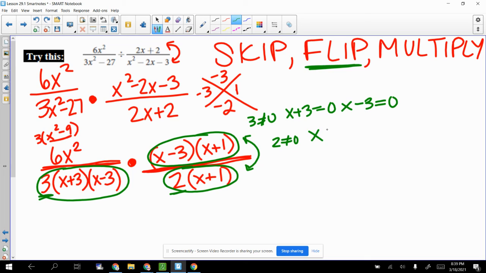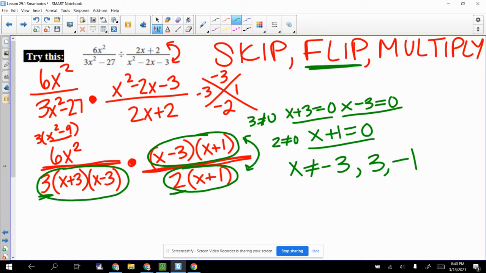Then we also have this 2 equals 0. That doesn't count as anything, okay? Then we have x plus 1 equals 0. x minus 3 equals 0. We already have that, so we're good. We don't need to write that again. And x plus 1 equals 0. We already have that, so we don't need to write that again. Okay, so this would leave us with -3, +3, and -1. That's what x cannot equal.